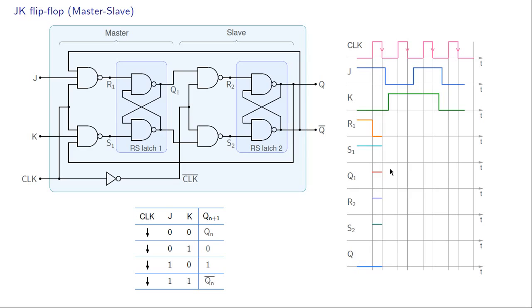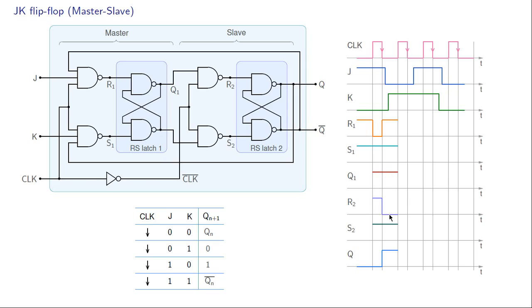Let us now talk about this interval in which clock has become low once again. As we discussed, R1 and S1 are going to be 1 in this interval. If R1 is 1 and S1 is 1, then this latch is going to hold its output, which is Q1. So therefore Q1 cannot change. So we have R1 equal to 1, S1 equal to 1, and Q1 remains what it was.